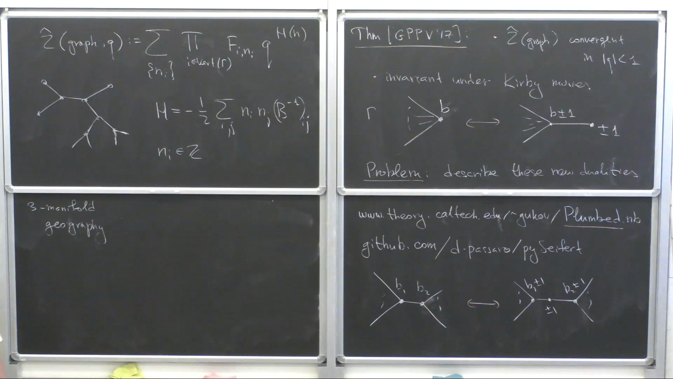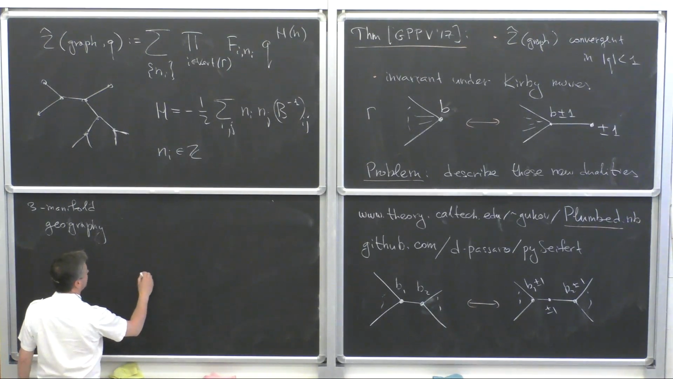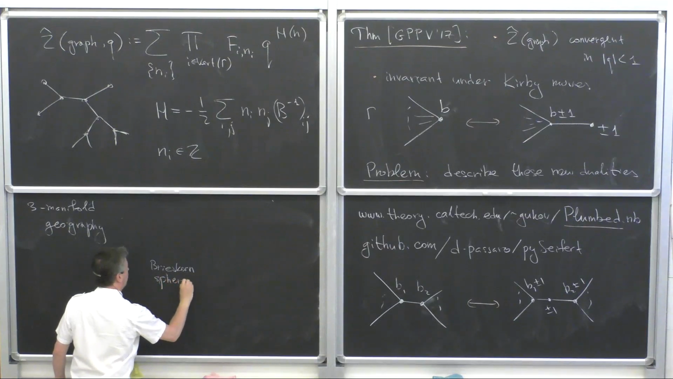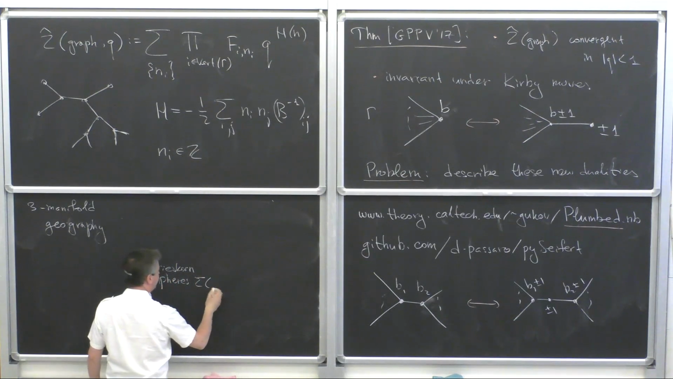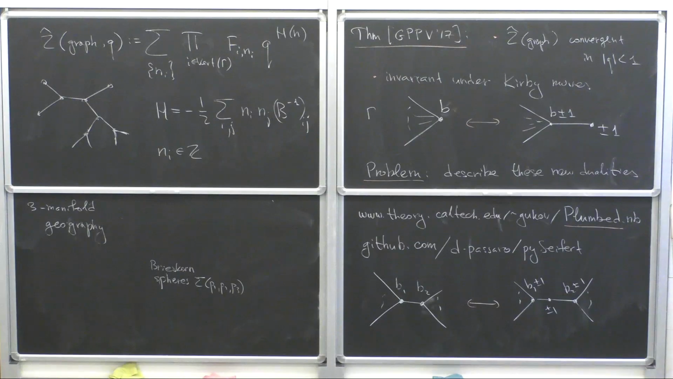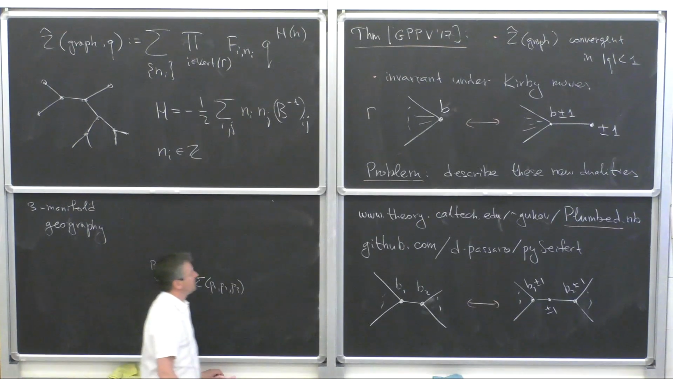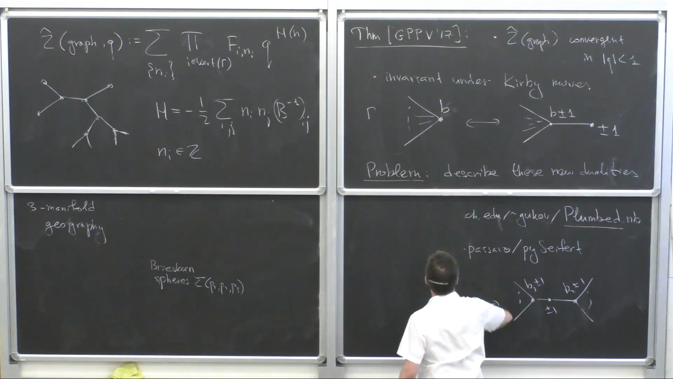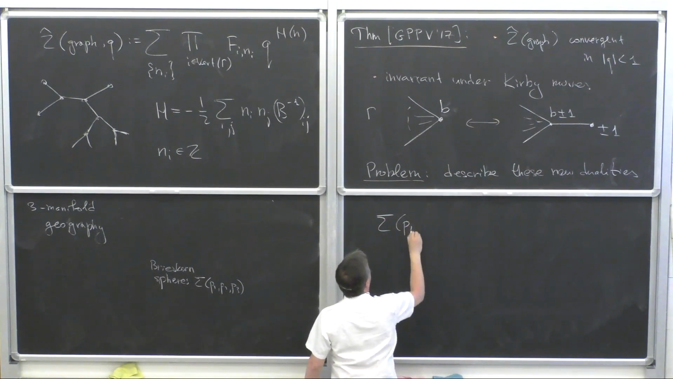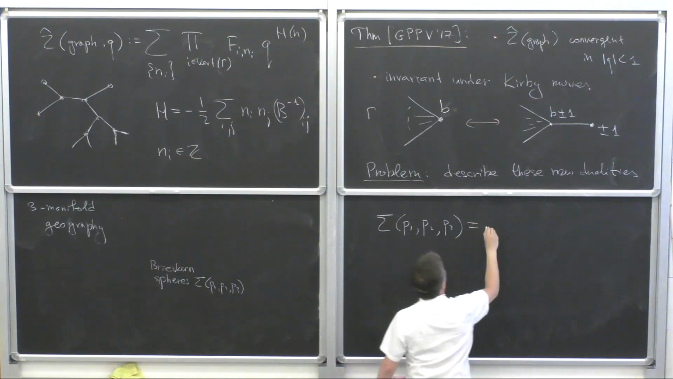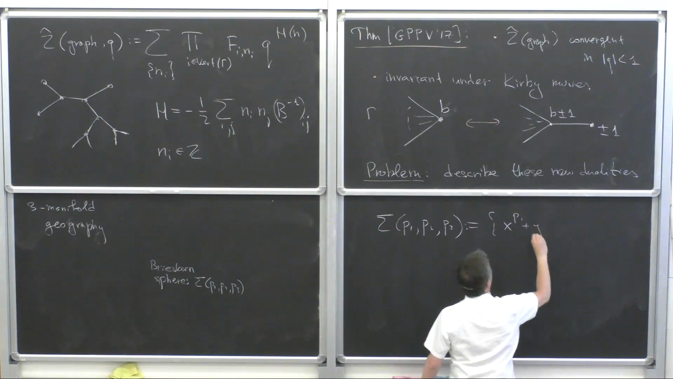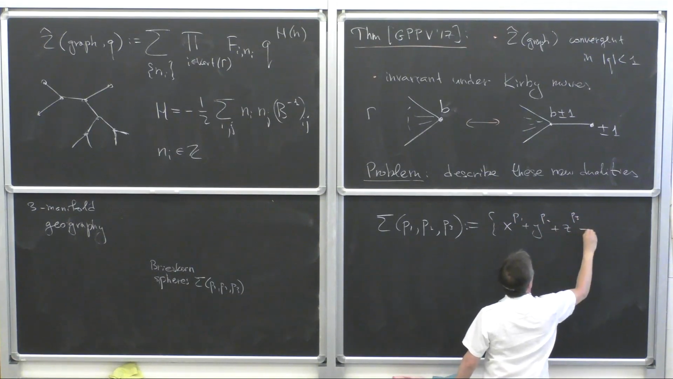The simplest class of three-manifolds that you may want to introduce are called Brieskorn spheres. Usually they're labeled by three coprime integers. I'll call them P1, P2, P3, and that's how this class is denoted, sigma P1, P2, P3. It's defined in a very simple way. You take the equation x to the P1 plus y to the P2 plus z to the P3 equals 0.